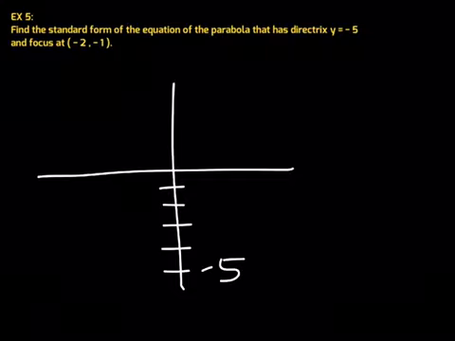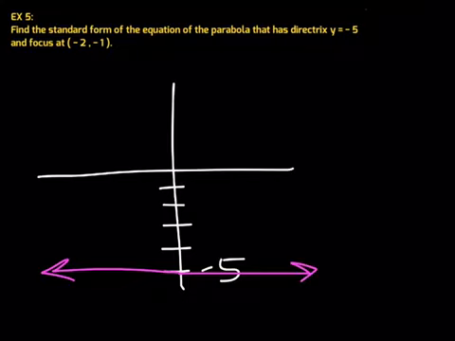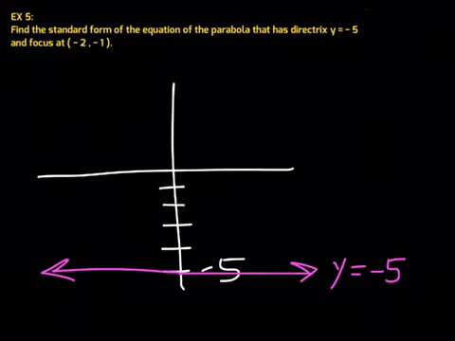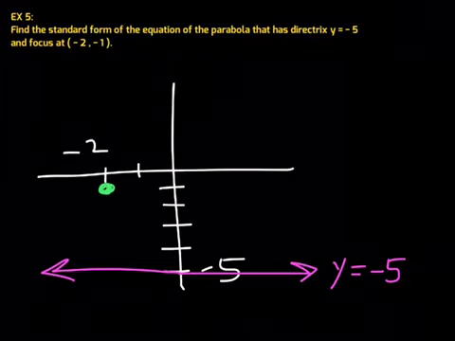And I'm trying to go fast on the graphing part of this because I want to emphasize that this is just a rough sketch, okay? I'm not trying to be super neat because they never said to graph the parabola. They just said find the equation. So the point of this rough sketch is just to give me an idea of what's going on here. The focus is at (-2, -1). So it's like that.